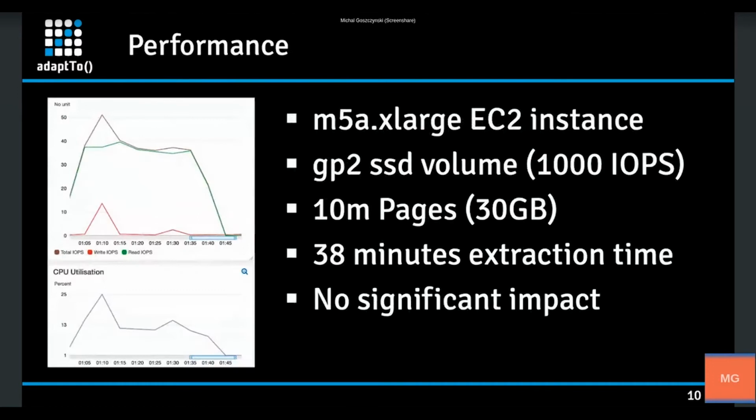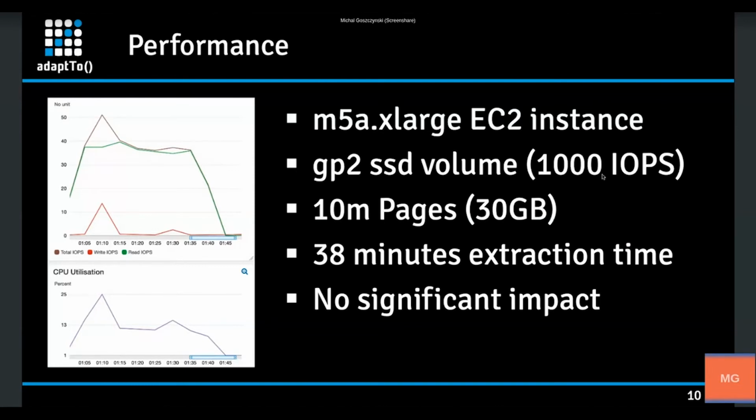This traversal isn't as bad as it sounds. You'd think it could be causing a lot of performance problems, but I've done a quick test, and I've created a site with 10 million pages. The repository was about 30 gigabytes in size. I mean, 60 initially before the garbage collection has started. But my EC2 instance, M5A extra large, with a disk that had 1,000 IOPS.